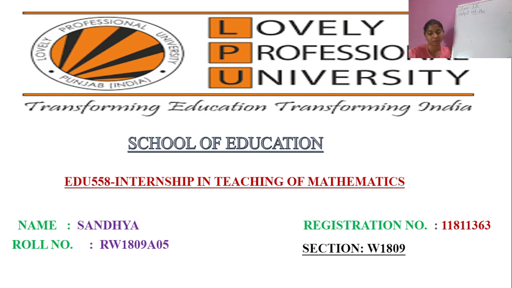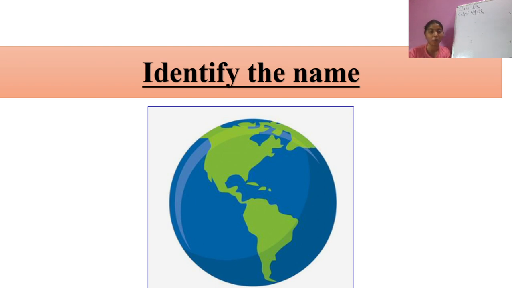So students, I have something for you. Now you have to identify the name of this object, which I have pasted a picture of in front of your screen. Yes, very good. It is our planet Earth, right? So what kind of shape is it? Is it a three-dimensional shape or a two-dimensional shape? Yes, it is a three-dimensional shape.